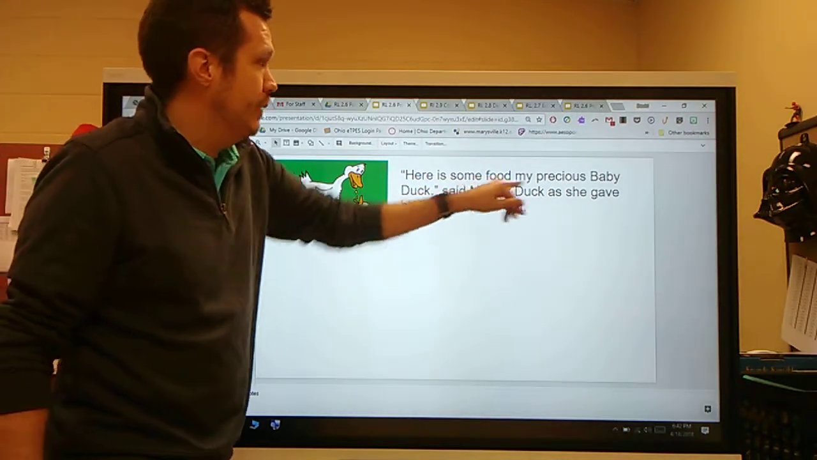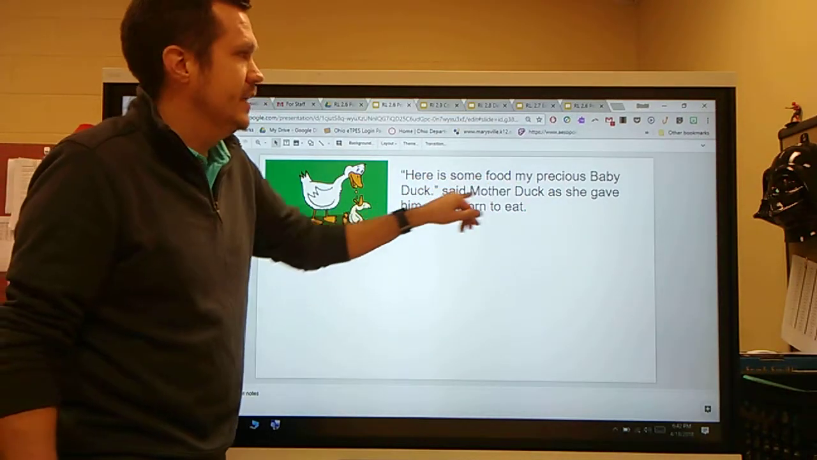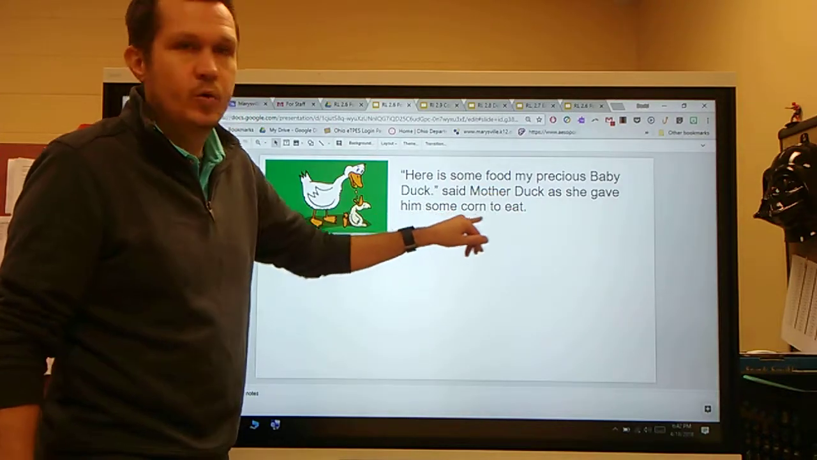"Here is some food for my precious baby duck," said Mother Duck as she gave him some corn to eat.